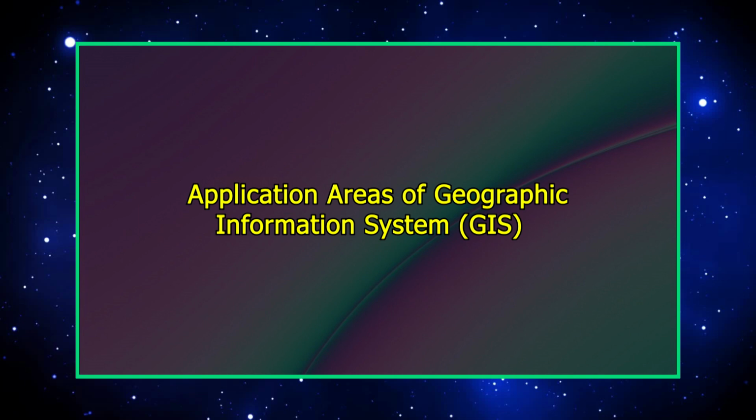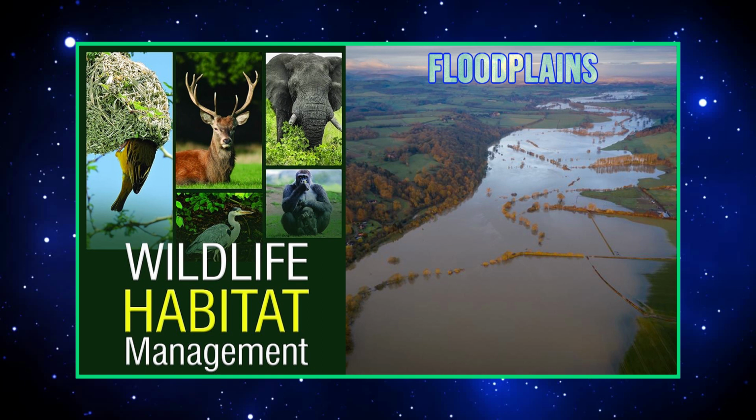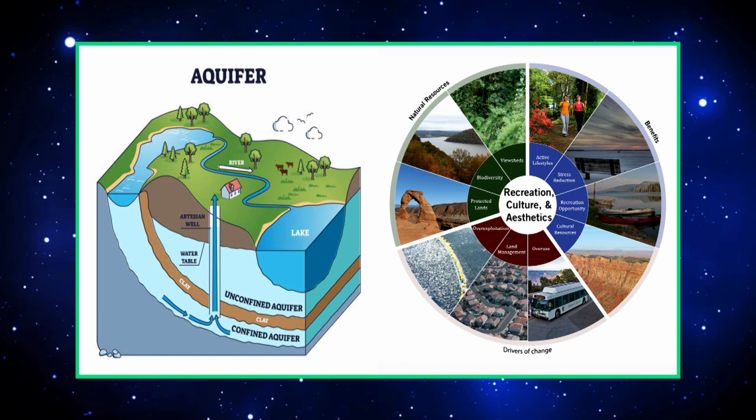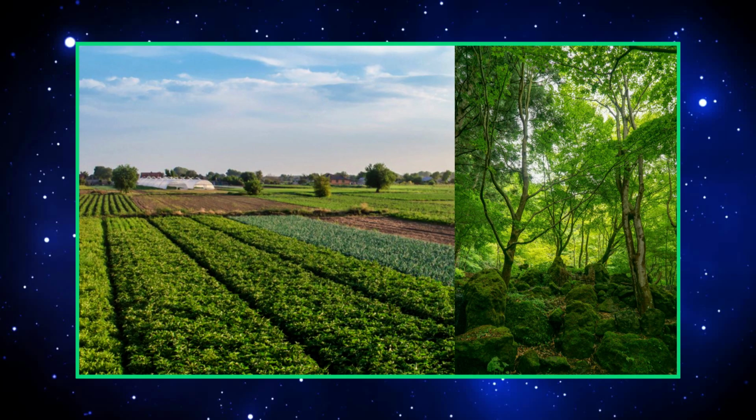Application areas of GIS. GIS are now used extensively in government, business, and research for a wide range of applications including environmental resource analysis, land use planning, locational analysis, tax appraisals, real estate analysis, and archaeological analysis. One of the first major areas of application was in natural resource management, including management of wildlife habitat, floodplains, aquifers, recreation resources, wetlands, agricultural lands, forests.